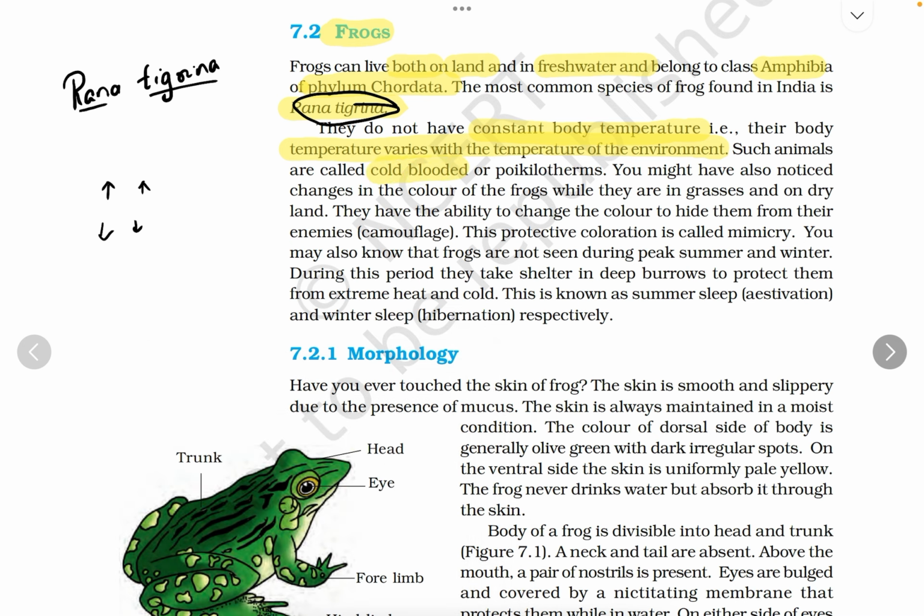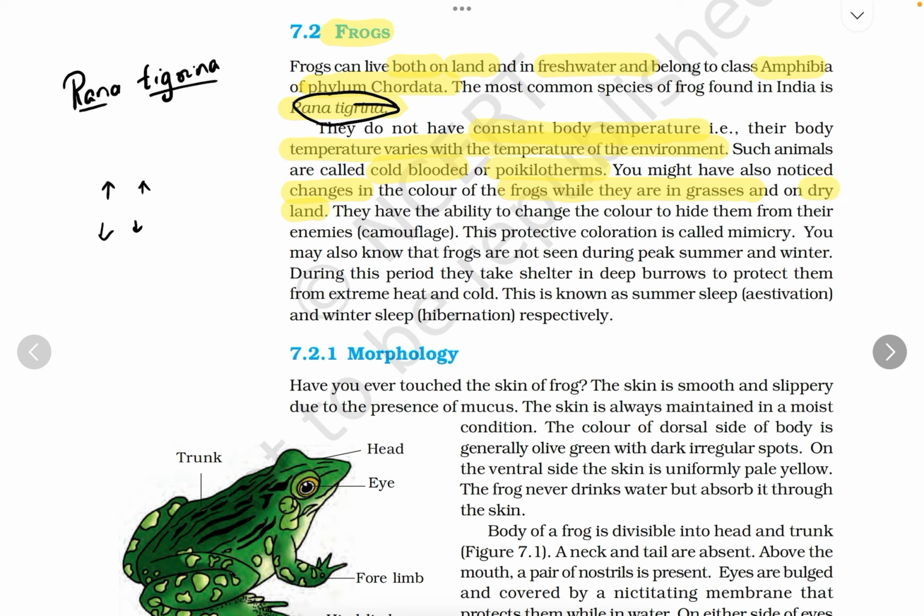That's why they are called cold blooded. Humans are warm blooded, but frogs are cold blooded or poikilotherms. That is, their body temperature changes with the environment. So we have seen such animals. We have noticed changes in the color of frogs while they are in grasses and on dry land.